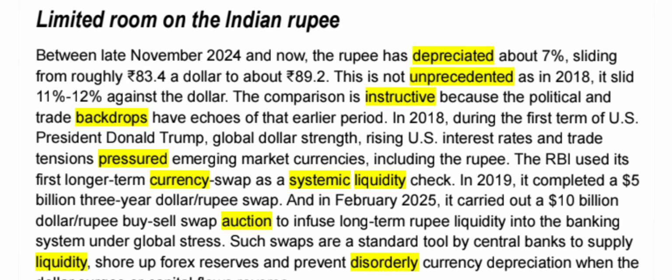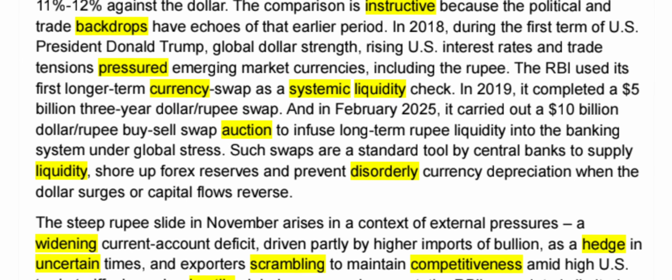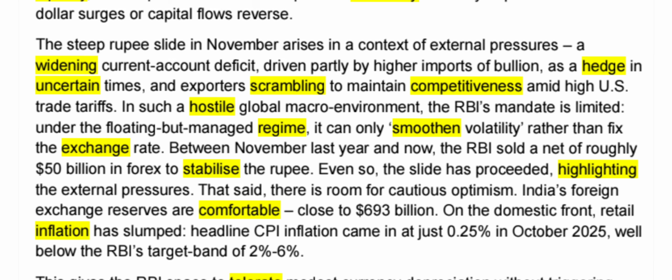And in February 2025, it carried out a $10 billion rupee buy-sell swap auction to infuse long-term rupee liquidity into the banking system under global stress. Such swaps are a standard tool used by central banks to supply liquidity, shore up forex reserves and prevent disorderly currency depreciation when the dollar surges or capital flows reverse.